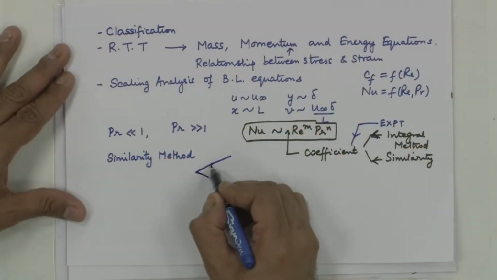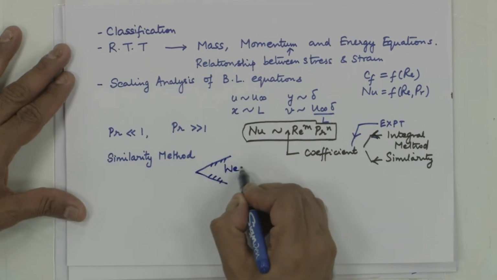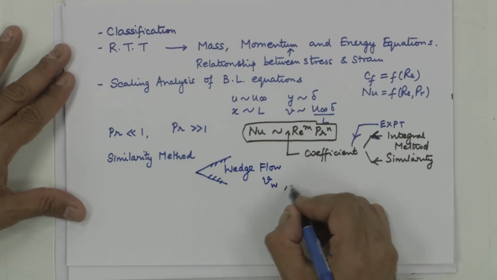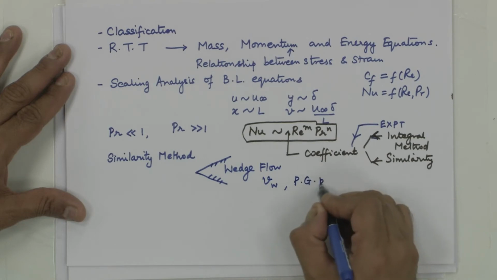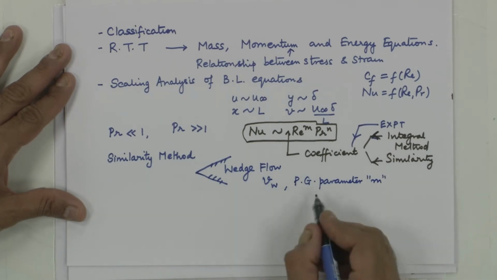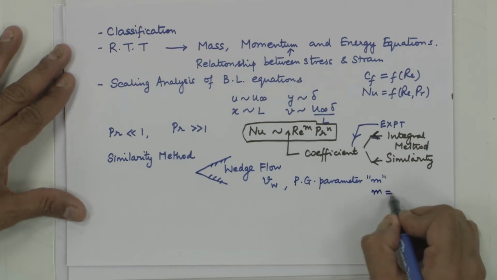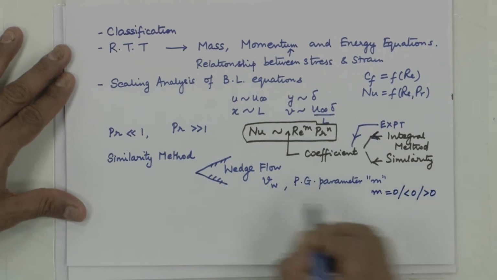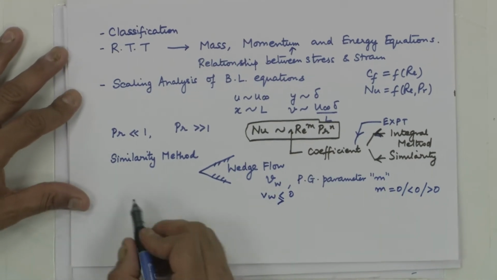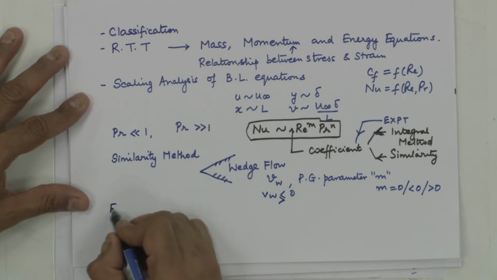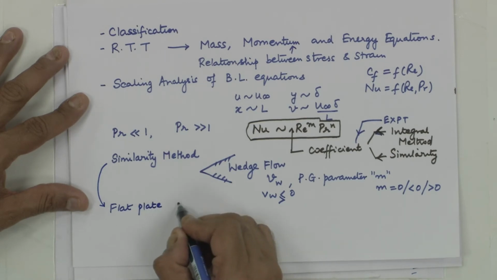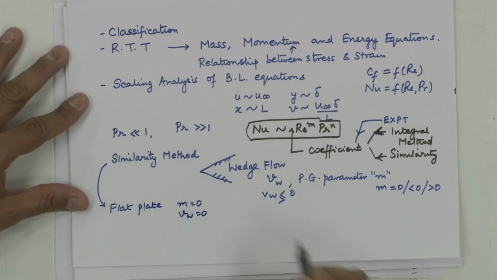A class of problems that we derived the equation for was the wedge flow problem, and we considered a suction or blowing velocity and a pressure gradient parameter m. We derived the equation for both cases where pressure gradient parameter m was equal to 0, less than 0 or greater than 0, Vw positive or negative or equal to 0. And then after deriving the equation, we went on to do it for a flat plate with no pressure gradient. So, similarity method was done for a flat plate with no pressure gradient, that means m is equal to 0 and no suction or blowing, Vw equal to 0.